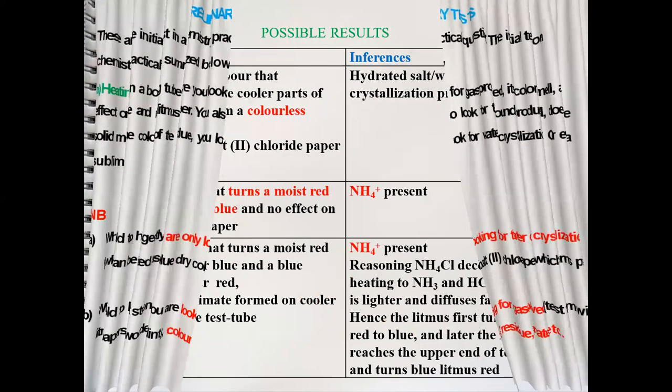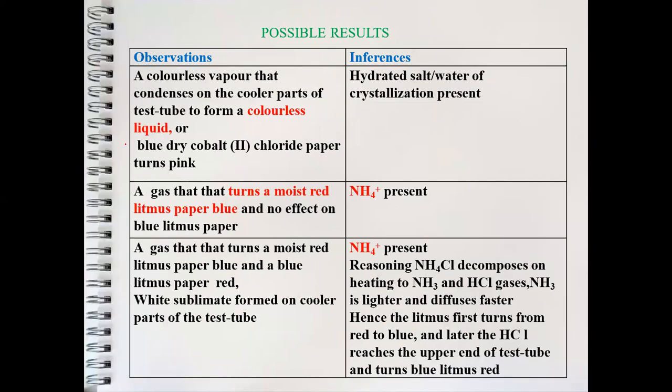So check on this. Possible results. Observation: if you do an experiment and you see a colorless vapor that condenses on the cooler part of the test tube to form a colorless liquid, or the blue dry cobalt(II) chloride paper turns pink, you will infer or conclude that it is a hydrated salt, or you can say water of crystallization is present.